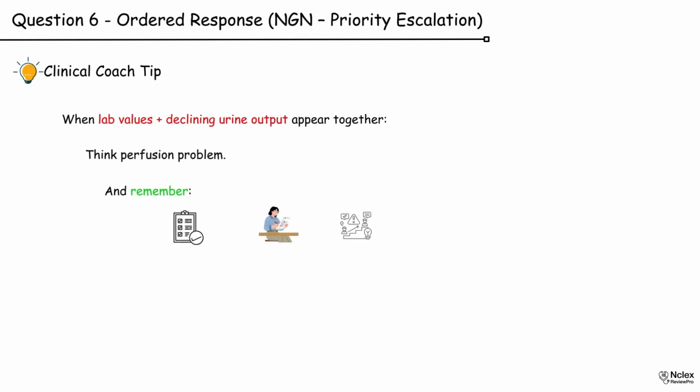Now here's the clinical coaching point. When you see declining urine output paired with worsening kidney labs, think perfusion until proven otherwise. And on ordered response questions, follow this mental script. Validate the data, analyze the situation, escalate appropriately, then document. That is the safe nursing sequence NCLEX is looking for. All right, let's move on to the next question.